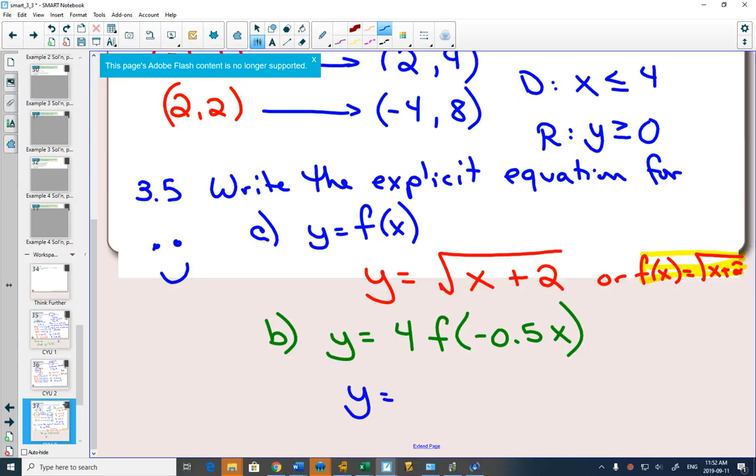Now, this 4 is outside of that function. Then we hit our function. Our function is the square root of x plus 2. But instead of writing x plus 2, what do I have now instead of an x? Negative 0.5x. That's what a function does. If I put a 2 in there, you replace the x with 2. I put a negative 0.5x in there, I replace the x with negative 0.5x. So in the end, that's the equation of my blue graph.